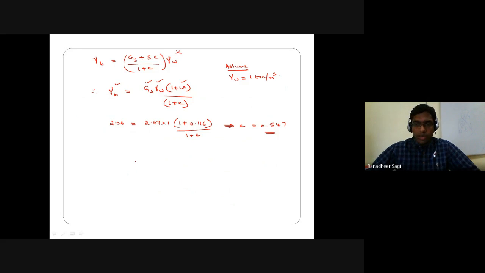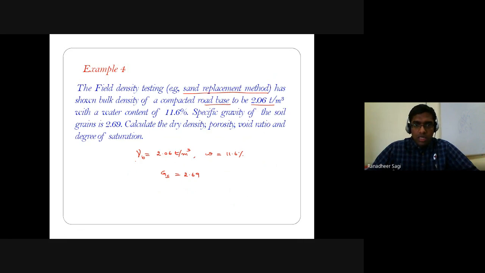Once the void ratio is known, by making use of the void ratio, I can go on to calculate the porosity. Let me see what is asked in the problem. Yes, we are asked to calculate the dry density, porosity, void ratio, and degree of saturation. So what we have calculated is the void ratio.